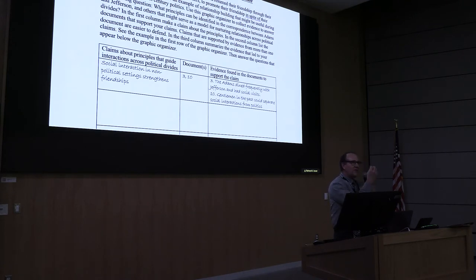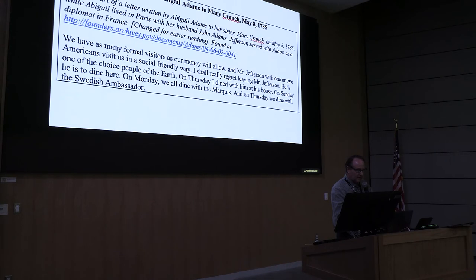So if you can find two or three documents that point to the same principle, then that makes it even stronger. And then in the third column, summarize the evidence that led to your claims. See the example in the first row of the graphic organizer. So I've done the first row for them so they can see what I'm talking about, how to fill this out, and how to look for evidence, make a claim, and that connection between claims and evidence. Then answer the questions that appear below the graphic organizer. All right. So let's take a look at a couple of these documents together.